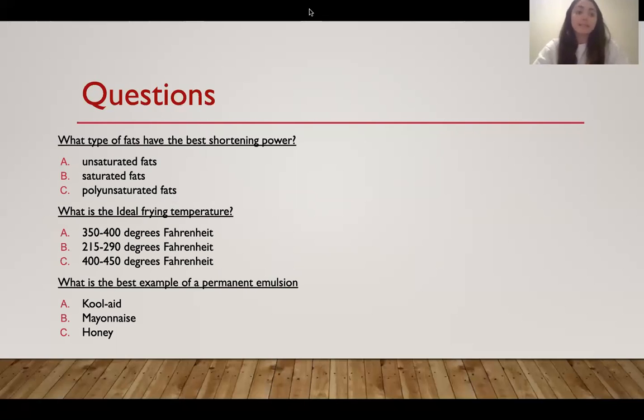What type of fats have the best shortening power? Unsaturated fats, saturated fats, or polyunsaturated fats? Next question, what is the ideal frying temperature? 350 to 400 degrees Fahrenheit, 215 to 290 degrees Fahrenheit, or 400 to 450 degrees Fahrenheit? And next question, what is the best example of a permanent emulsion? Kool-Aid, mayonnaise, or honey? We'll give y'all a few seconds to go over it and think about it.